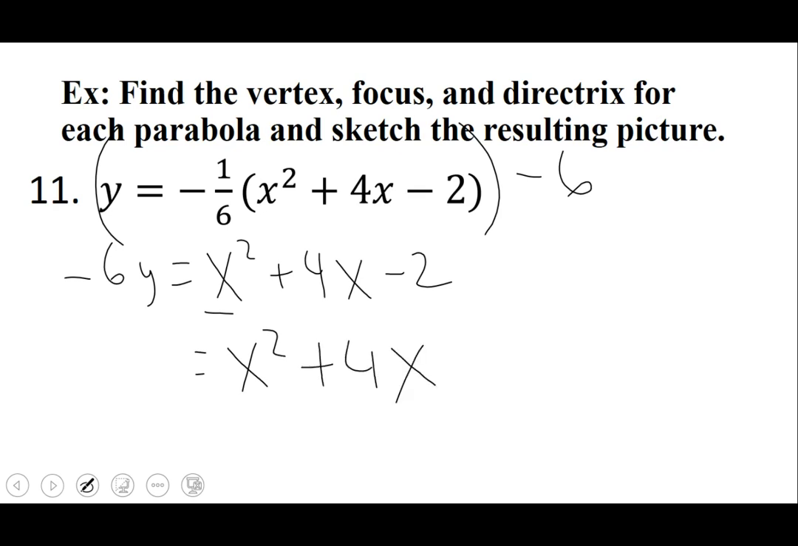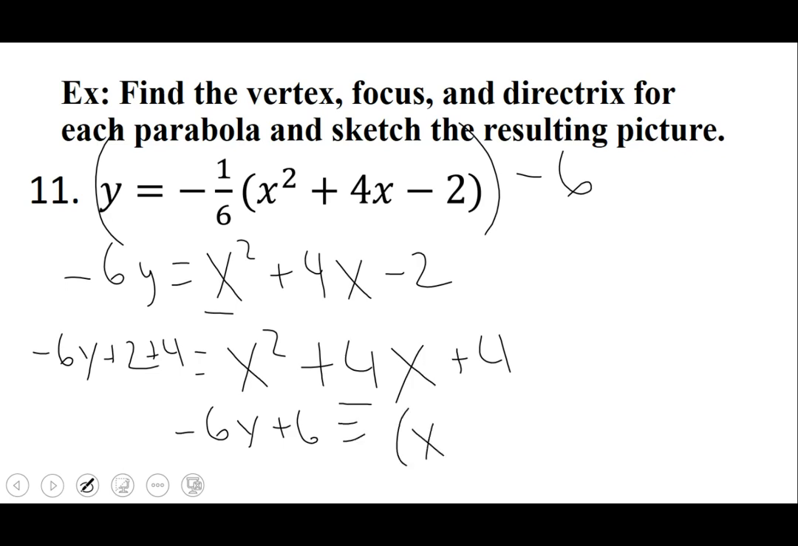So I am going to leave the negative 6y on the left side. I'm going to add the 2 over. Then I'm going to leave a little space on the right. Now I'm going to complete the square by taking half of 4, which is 2. Squared is 4. And then, of course, whatever you do to the right side, don't forget to do it to the left side. Over on the left side, that's going to give me negative 6y plus 6. Over on the right side, x plus 2 squared. Make sure you have the appropriate signage.